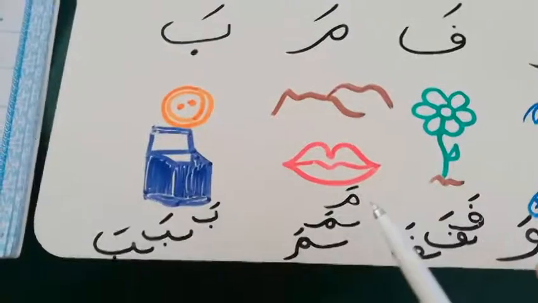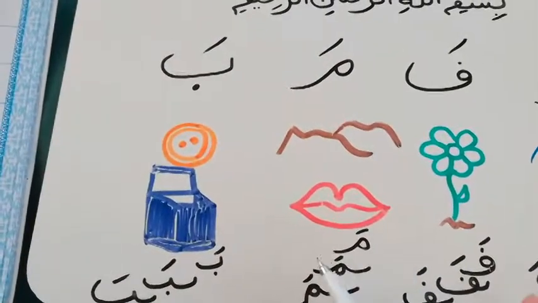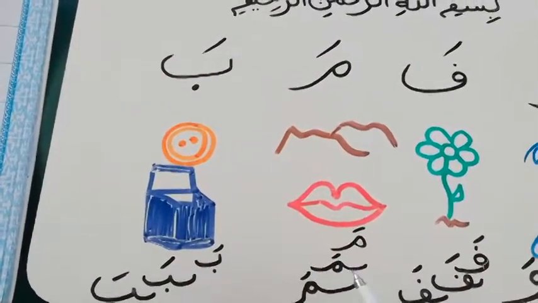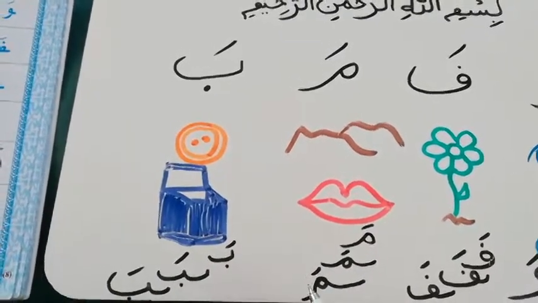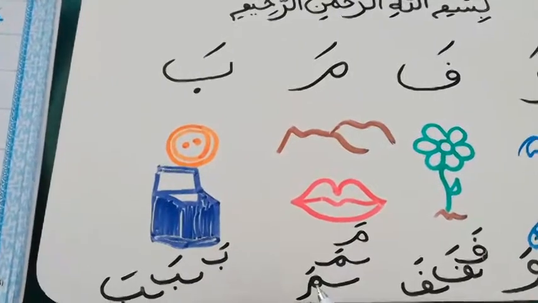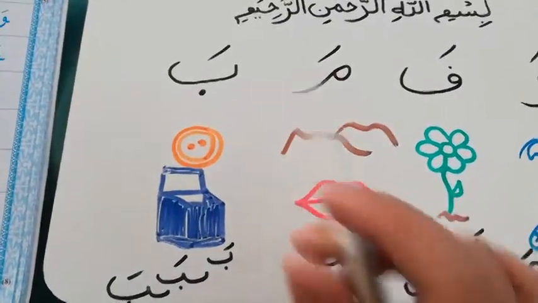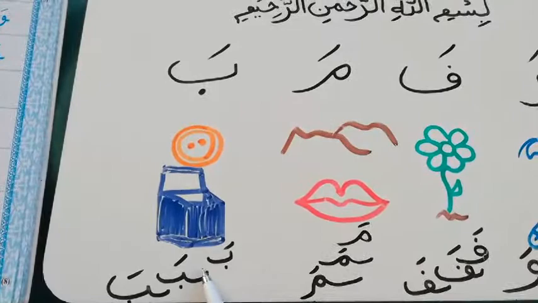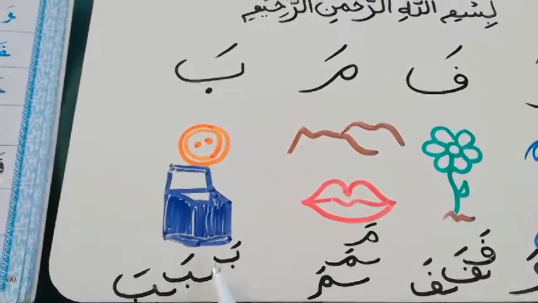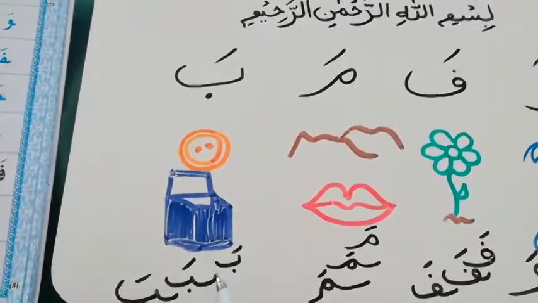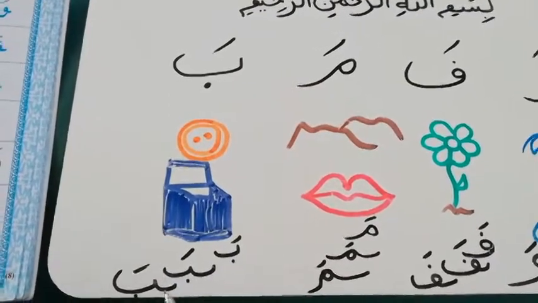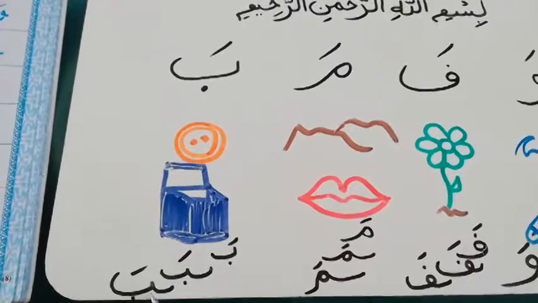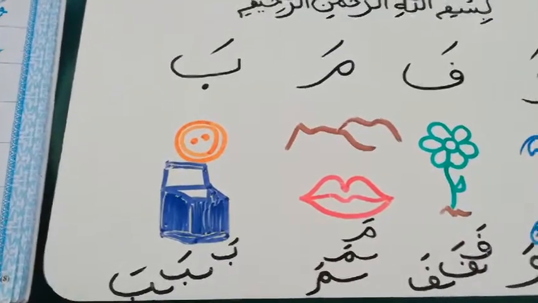Let's look at the letter ma now. Ma, if it starts off, it can join after. If it's in the middle, it can join before and it can join after. And if it appears at the end of the word, it can join before. The letter ba also can begin, if a word begins with the letter ba, it can join after. If it has the ba in the center of the word, it can join before and it can join after. And here is if the ba appears at the end of the word, it can join before.